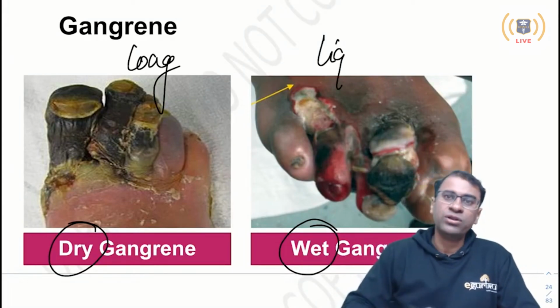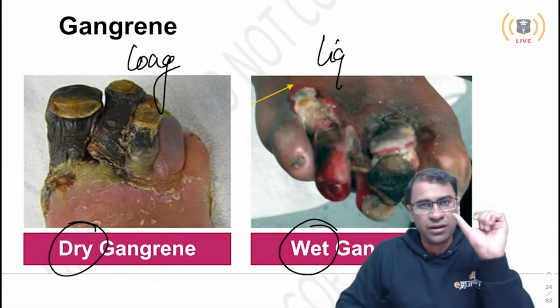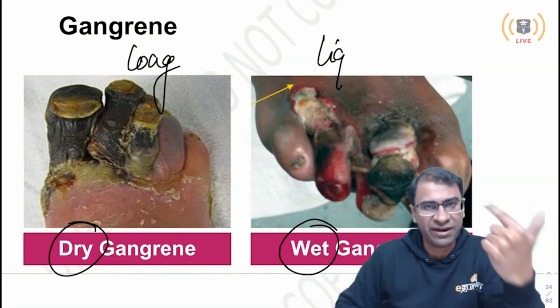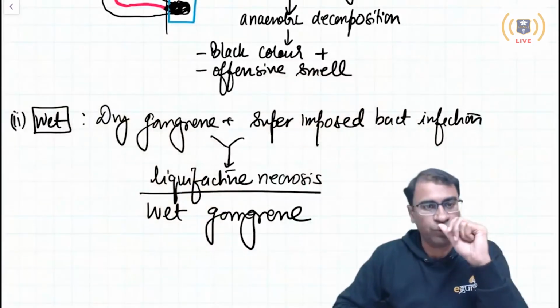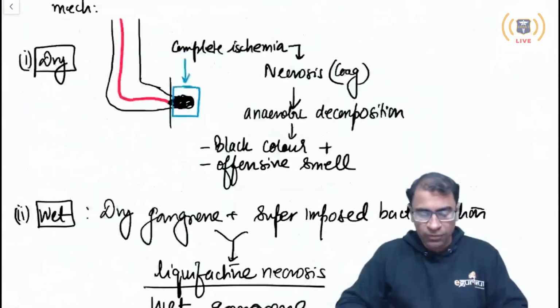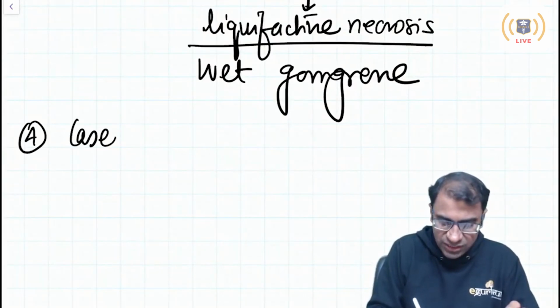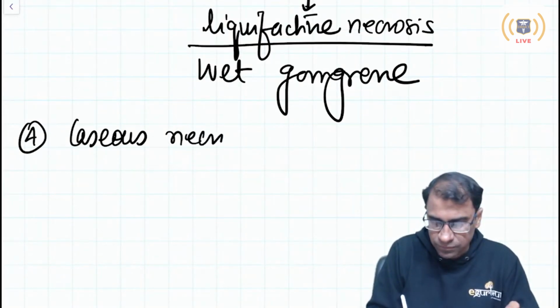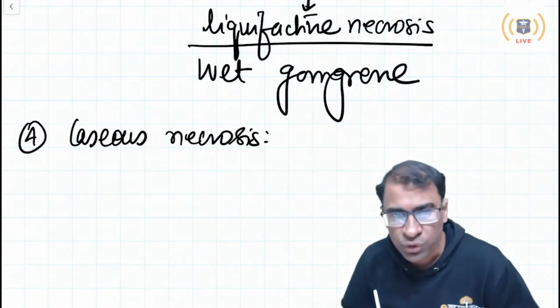Okay? Let's move to the other types of necrosis now. So till now we have read coagulative, liquefactive, and one clinical term called gangrene. Let's move ahead now. The fourth type of necrosis is called caseous necrosis. Again, why do we use the word caseous?